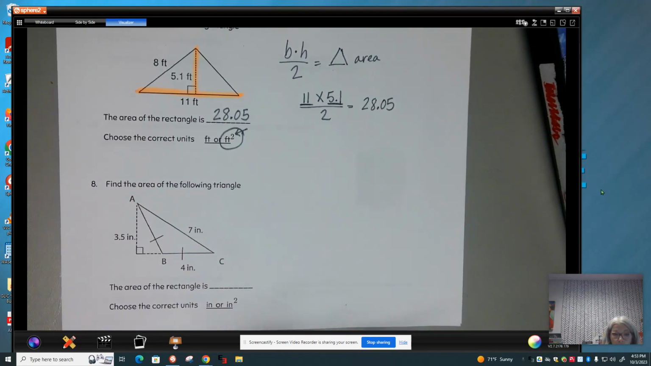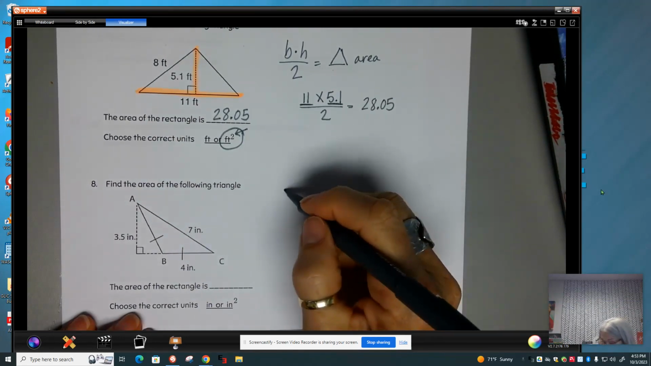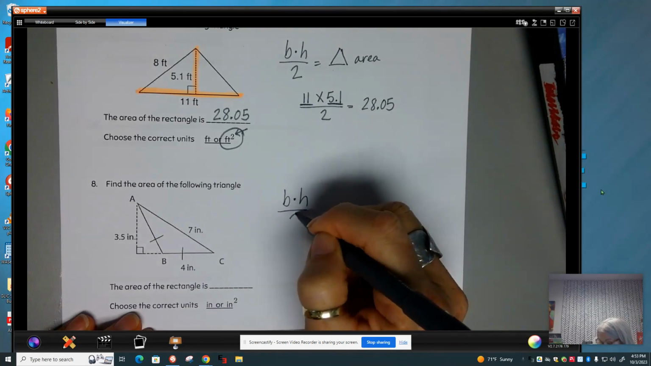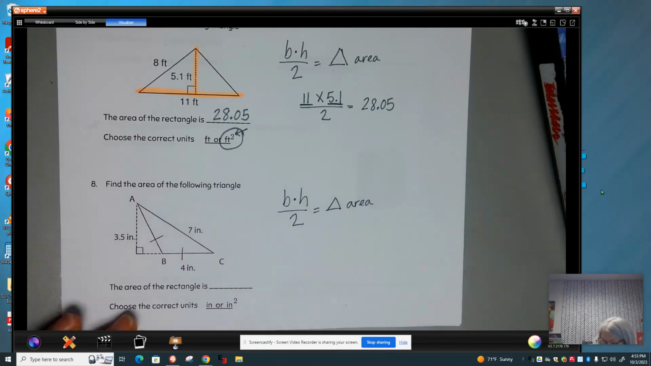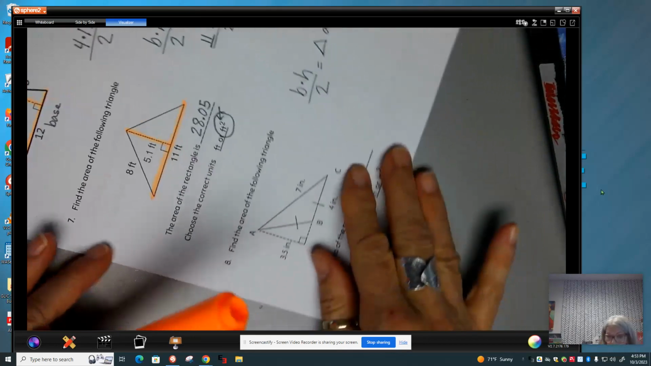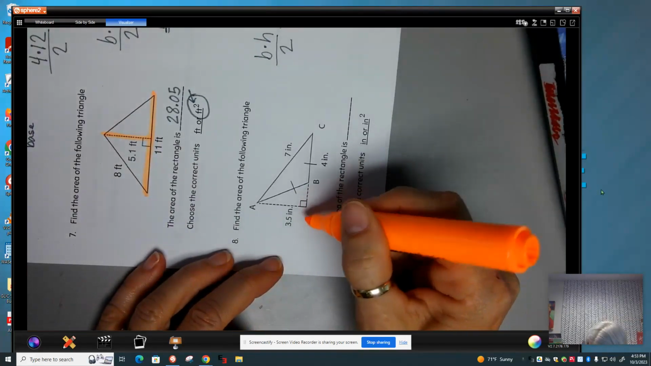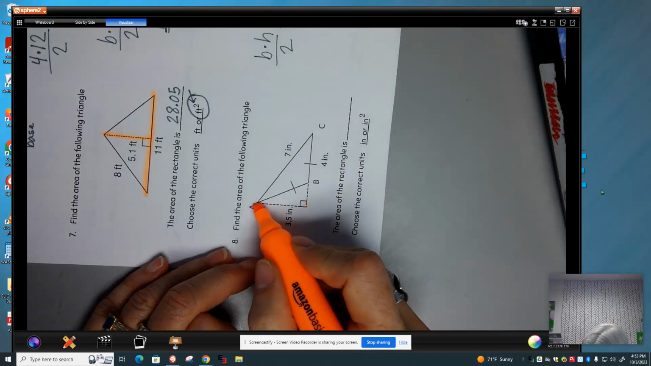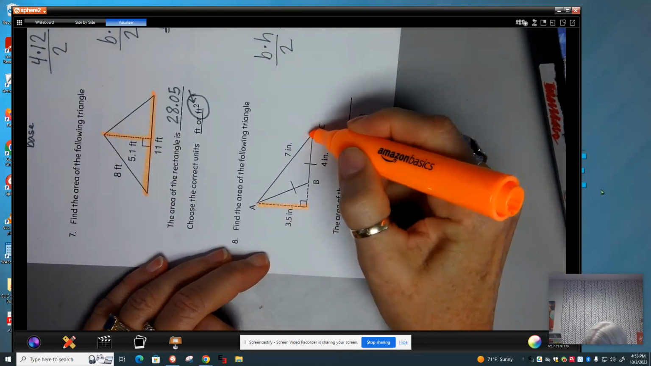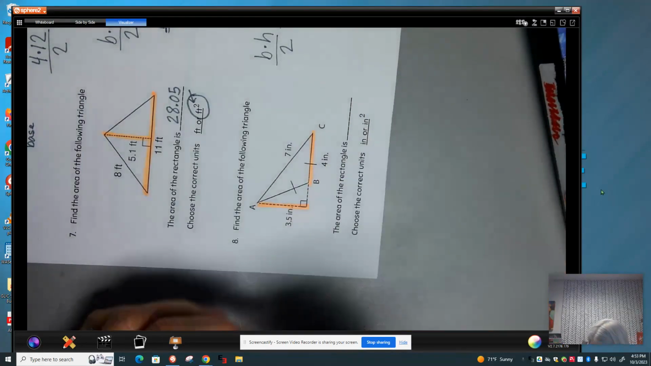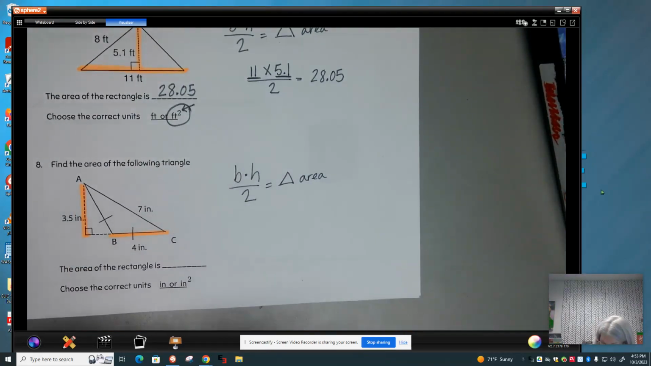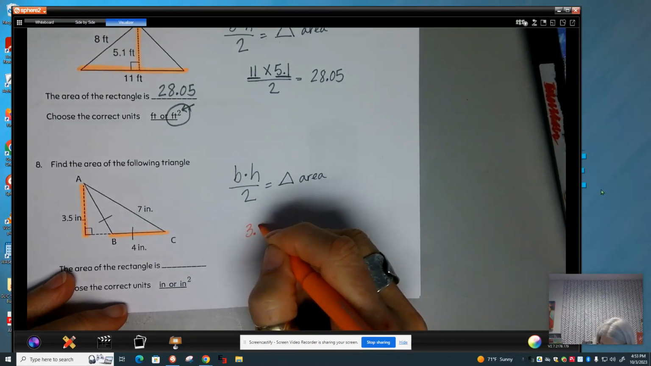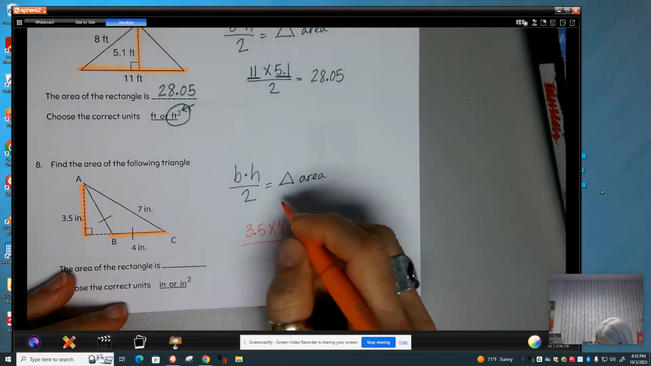All right, find the area of the third triangle. Base times height divided by 2. Go ahead and figure it out. So even if I turn my paper, I'm looking for this square corner. See, it's right here. So this is my height, and the base is only as long as the triangle is. So we have 3.5 times 4 divided by 2.